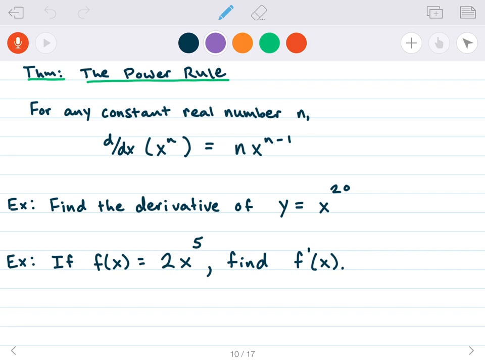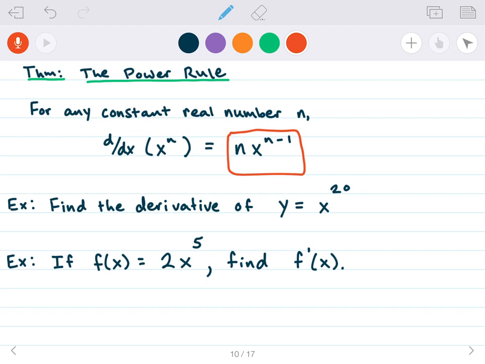So basically this is telling us if we have a real number n in our exponent, then for the derivative of x to the n, we multiply n with the coefficient in front of x, and then we subtract 1 from the exponent, giving us this. Let's do some examples to see how this works.